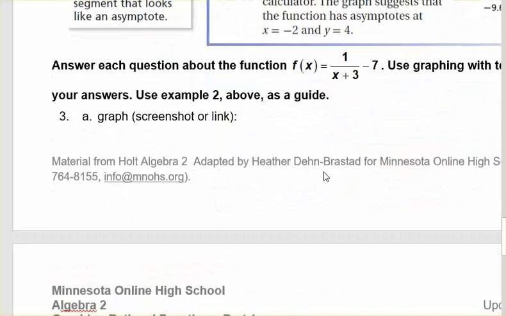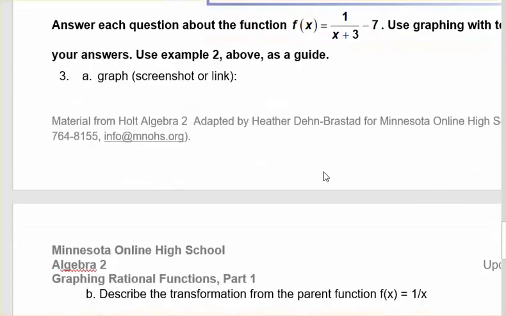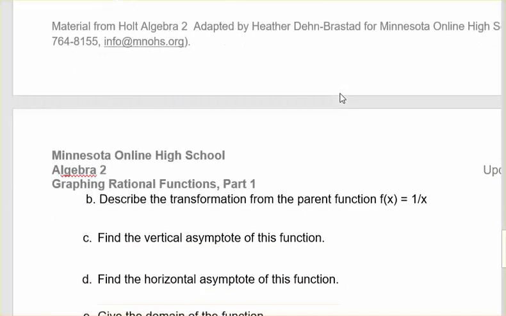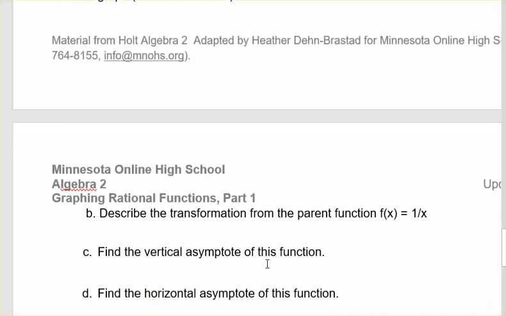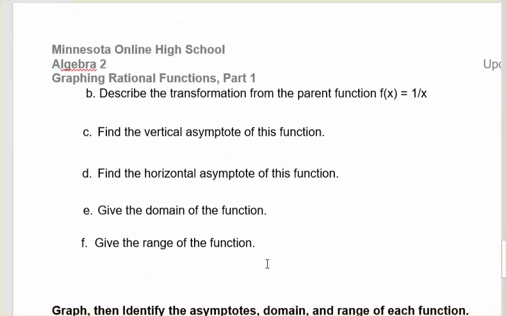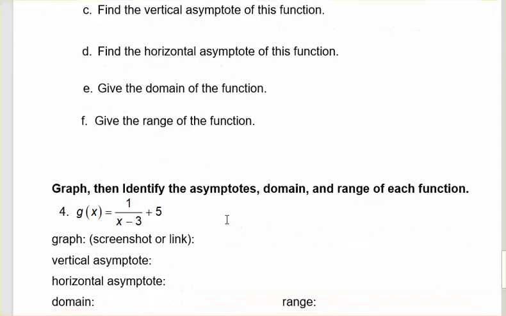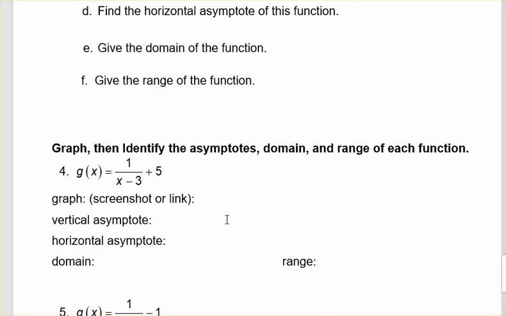So if you're asked to give the domain and range, make sure to look at the graph and/or the equation and the asymptotes in order to answer those questions. For problems 3, 4, and 5, you're going to do the same thing as before, which is make a graph, describe the transformation, find the vertical and horizontal asymptotes, and also give the domain and range.